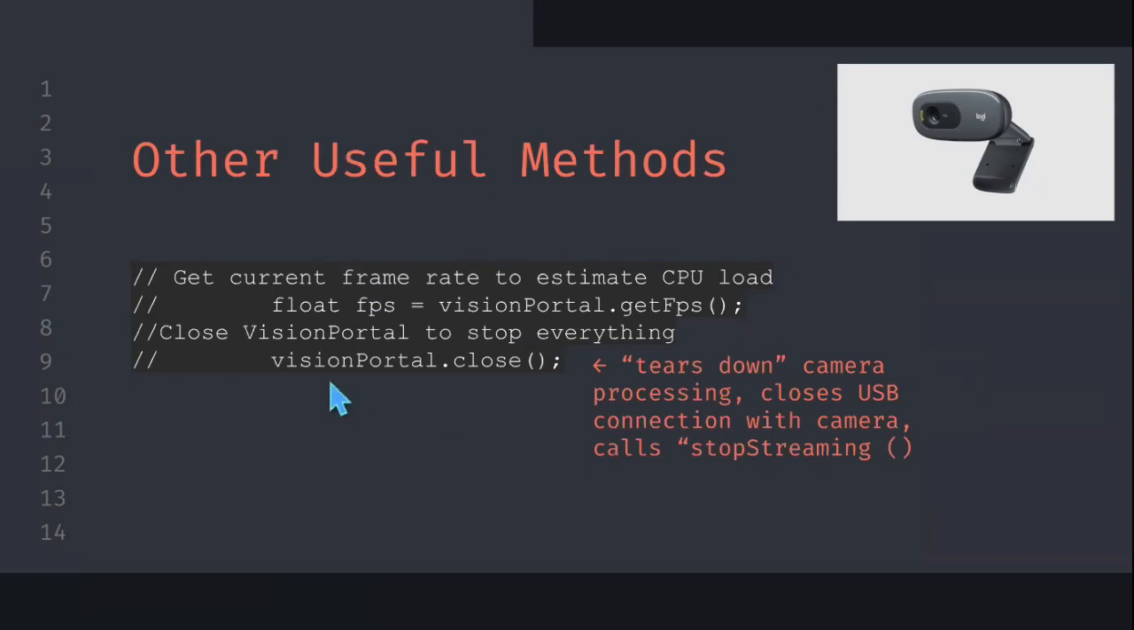Some of these include VisionPortal.close, which basically tears down the camera processing and closes the USB connection with the camera by calling stop streaming.